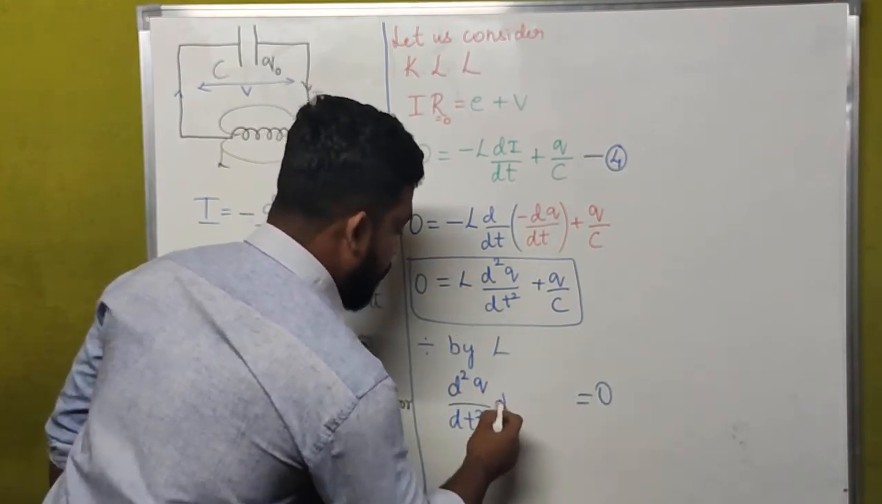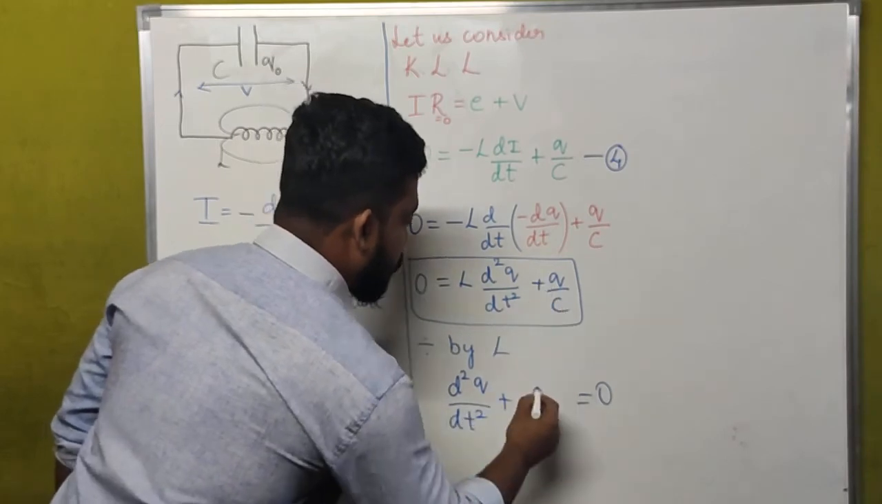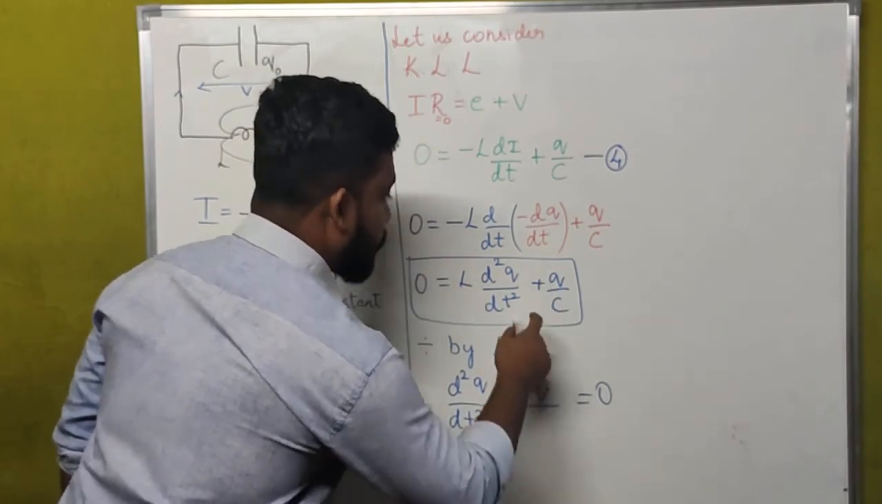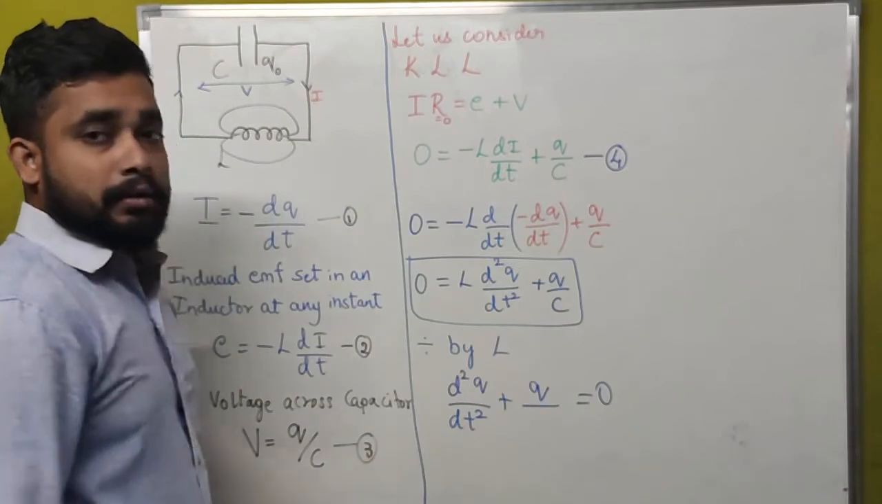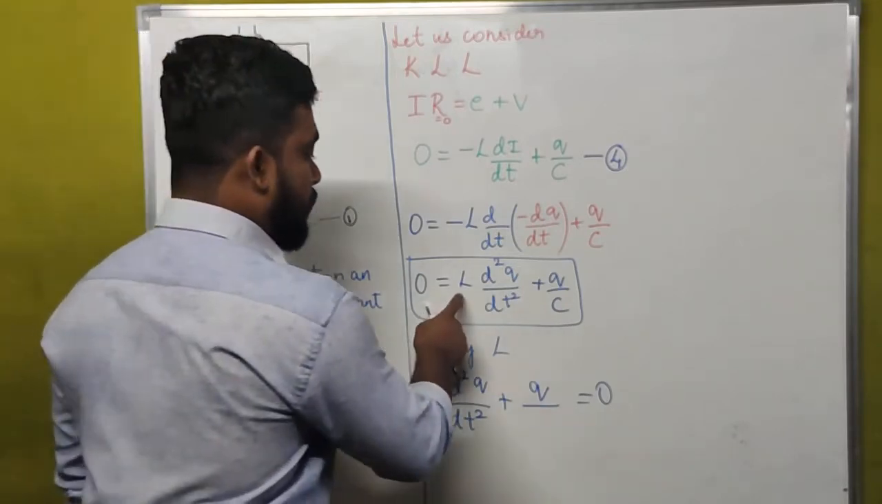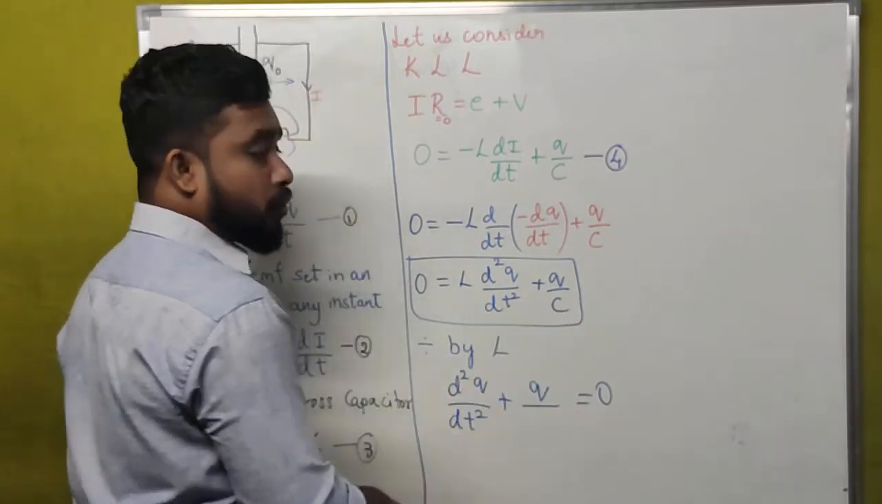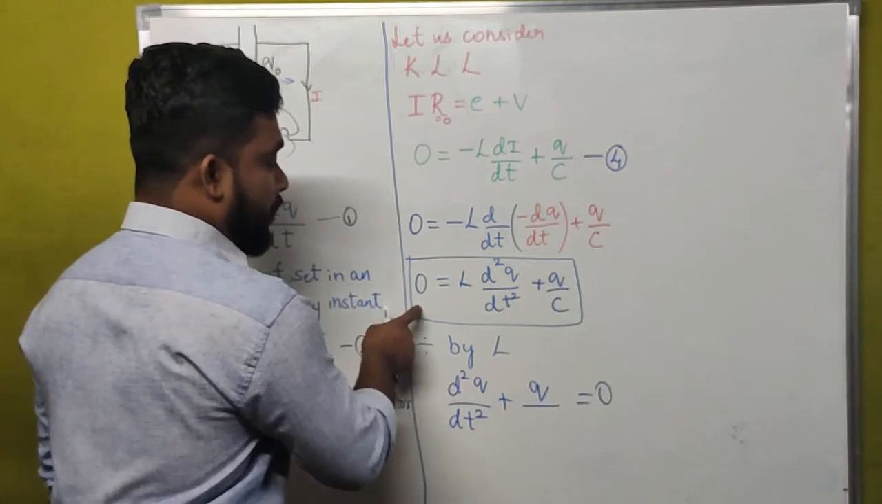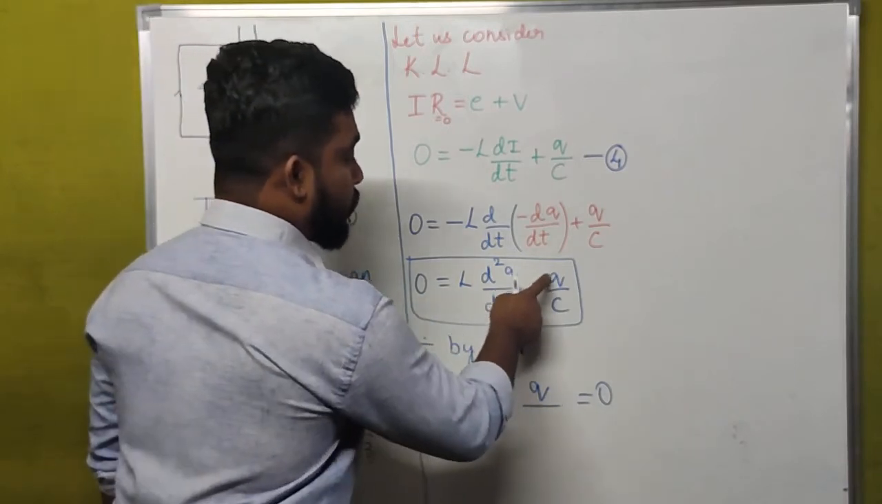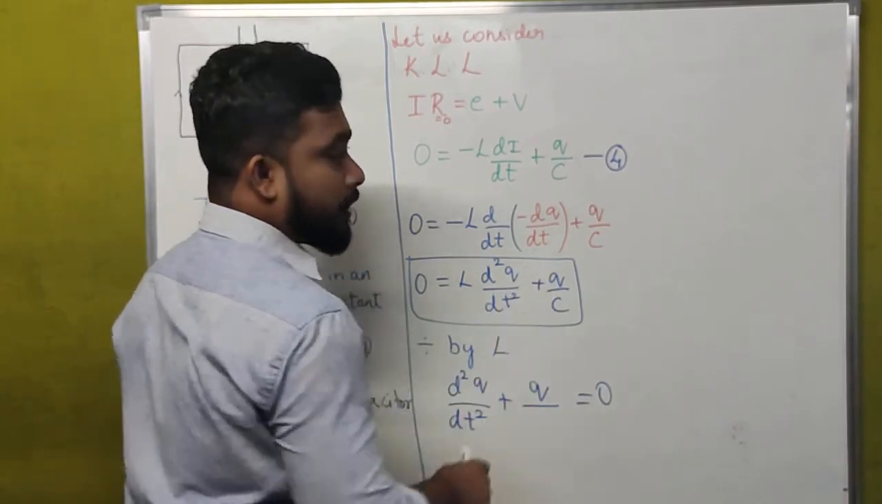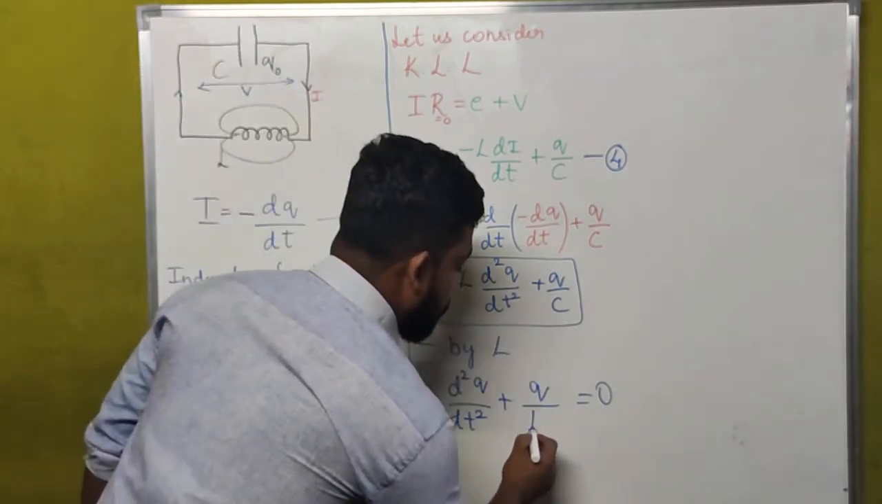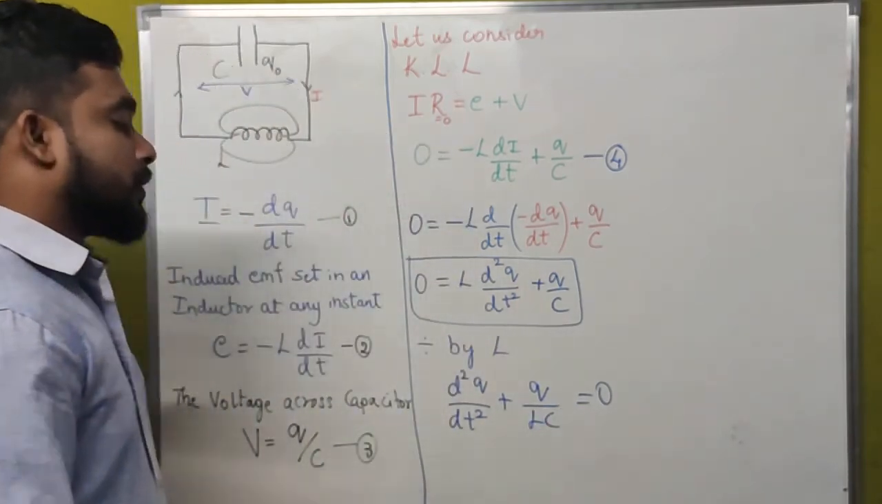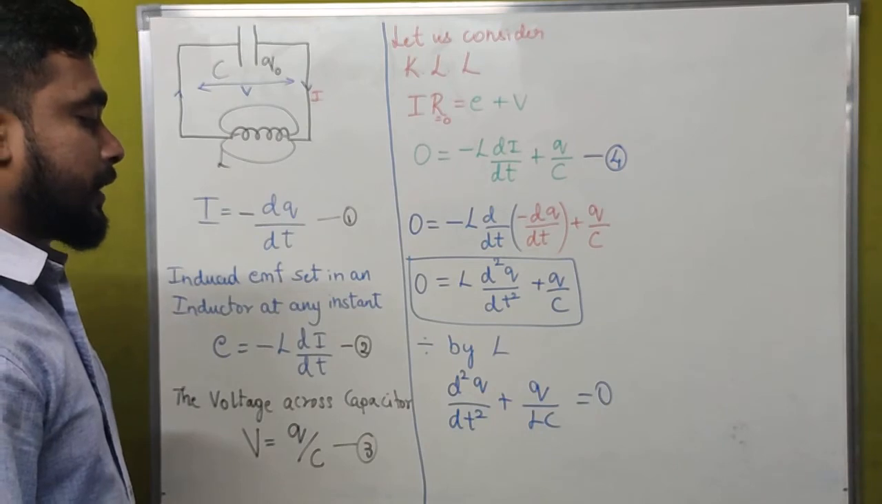Here we have a plus sign. Q divided by, we have to divide this also by L. We divide by L throughout the equation: 0 divided by L, L divided by L, Q by C, L. Therefore, the equation will become Q divided by L into C.